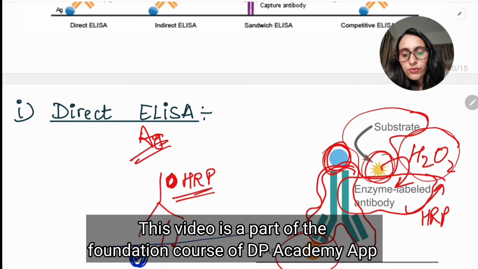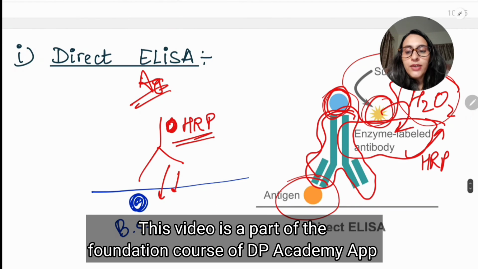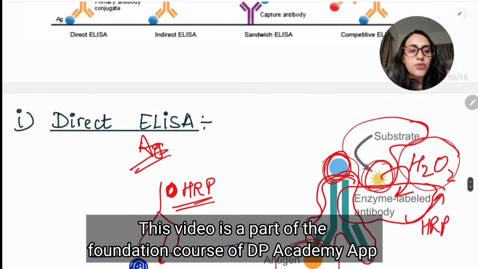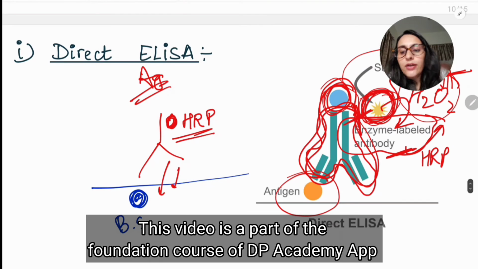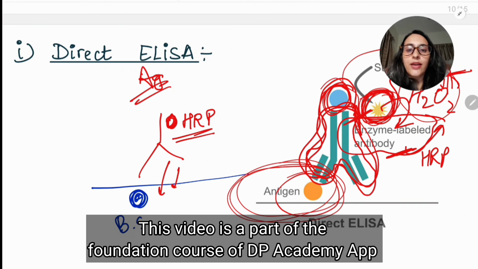When it breaks the substrate, that is hydrogen peroxide, it is going to show the color, because we have the substrate along with the tetramethylbenzidine. So the substrate contains hydrogen peroxide plus chromogen, that is tetramethylbenzidine. So basically, when you react the substrate with the enzyme-labeled antibody, it is going to show the color. If it comes positive, that means the intensity of the color is directly proportional to the antigen concentration. So if it shows color, it means antigen is present. So this is direct ELISA.